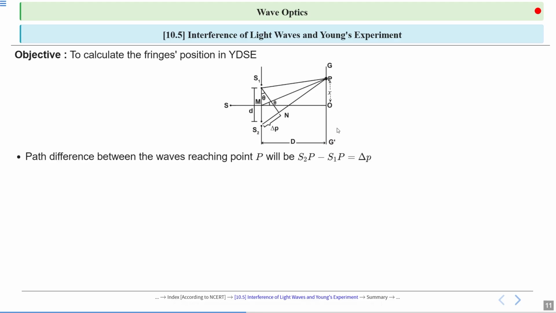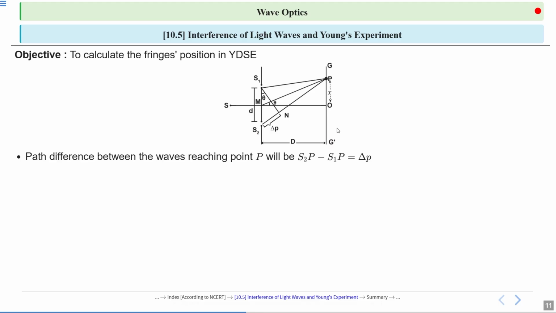Now we have this path difference, delta P. S2N is the path difference. S1P and NP have the same magnitude, so S1P is equal to NP. And what is the extra path? Light travels from S2 to P, that is S2N, that is delta P, the path difference. So this path difference is given by the expression S2P minus S1P, which we denote as delta P.